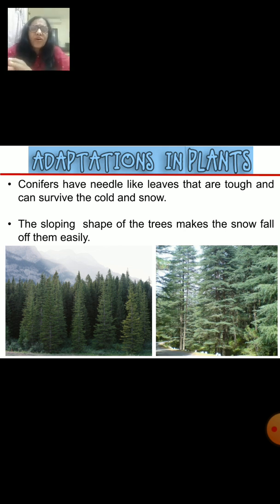So if the plant was not straight and tall, if the tree was in a shape of a spread, then what would have happened? The snow would have fallen, and it would have damaged the tree. But here the shape of a tree is sloping. Sloping means it makes the snow fall off them easily. This is the adaptation of the conifer plants, or you can say the plants that grow on the hills, right?